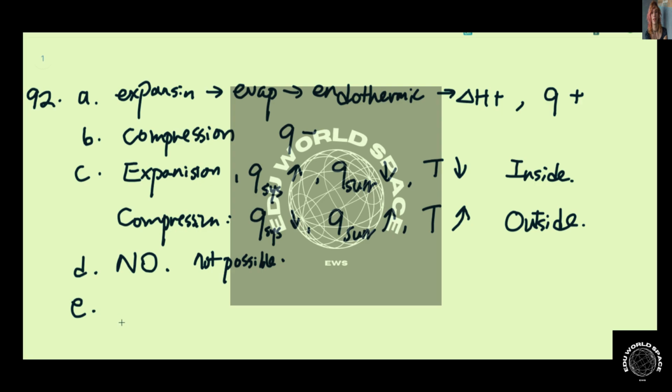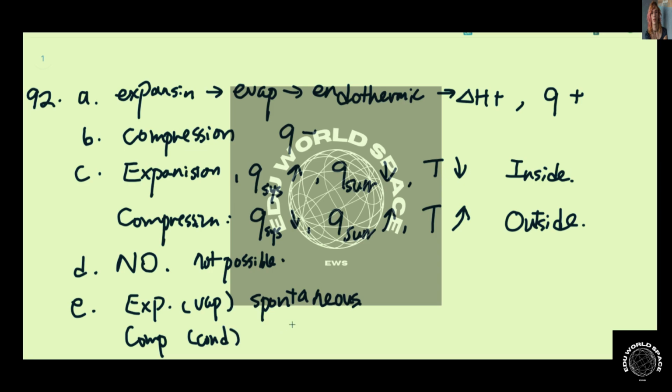Last one, part E. Suppose the house is at 31 degrees and after the air conditioning it turned to 24. This is asking if this is a spontaneous or non-spontaneous process. So in the air conditioner, the expansion or the vaporization process is spontaneous. However, the compression process, which is the condensation process at this temperature, is not spontaneous.